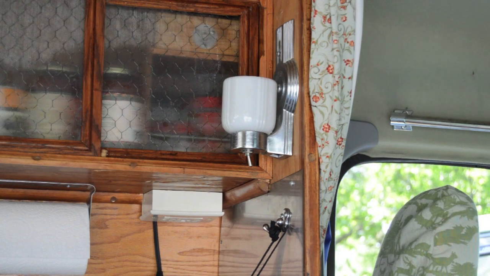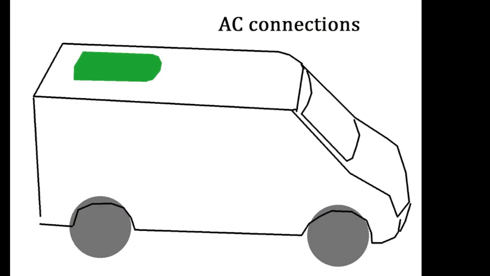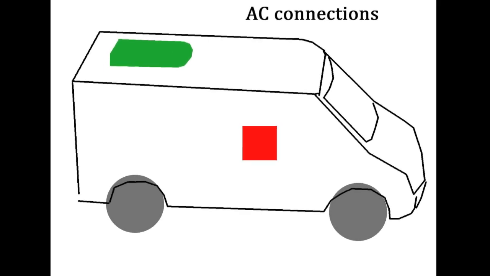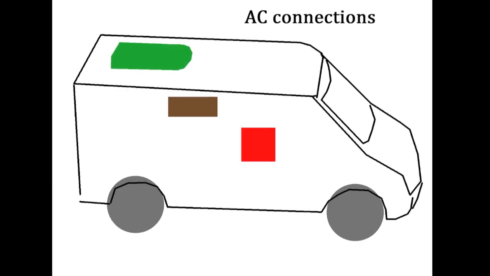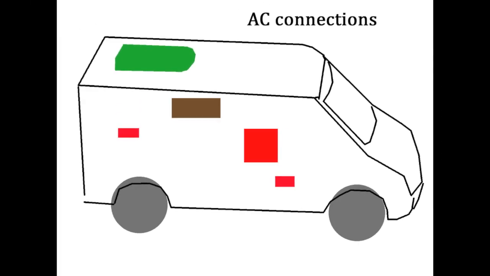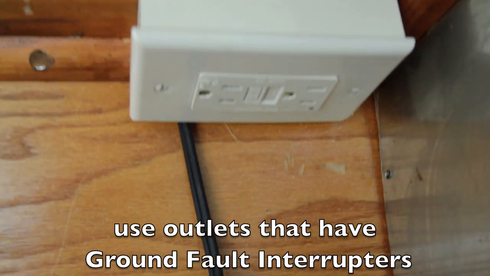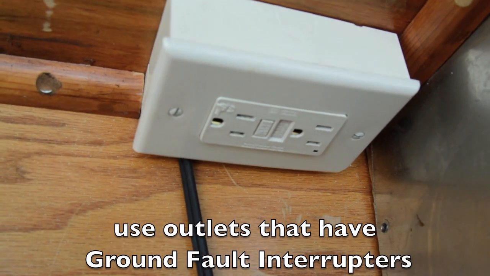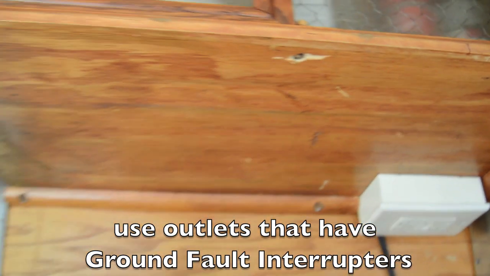Now for AC power, I have a roof-mounted air conditioner. I also have a water heater under the sink. I have a microwave or toaster oven. And also I have two AC outlets for AC appliances in the van. Let me show you the AC. These are just like the kind you have in your house, but make sure they're GFIs. They have ground fault interrupters, because you have too many water sources in the van, and you need to be very safe that way.